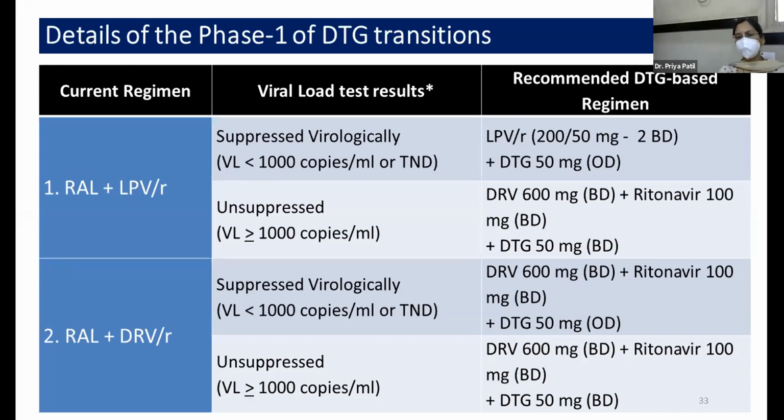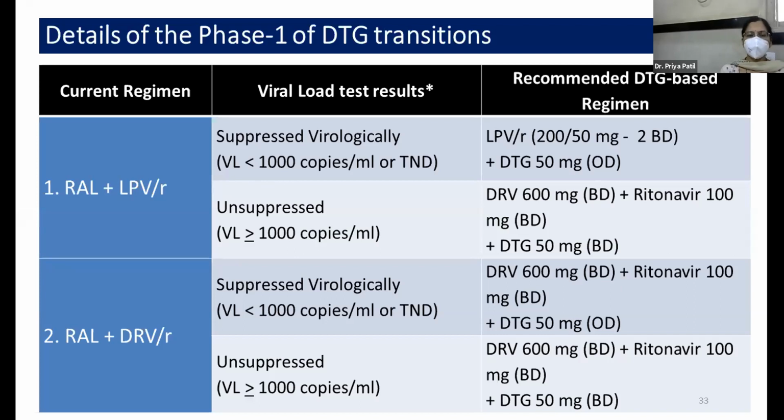So it is very important to do the viral load. If the viral load is suppressed, then the patient will move on to DTG 50 mg OD with lopinavir, same dose, 2 BD. But for unsuppressed viral load, the patient moves on to the complete third line with DTG 50 mg BD and DRV 600 mg BD and ritonavir 100 mg BD.